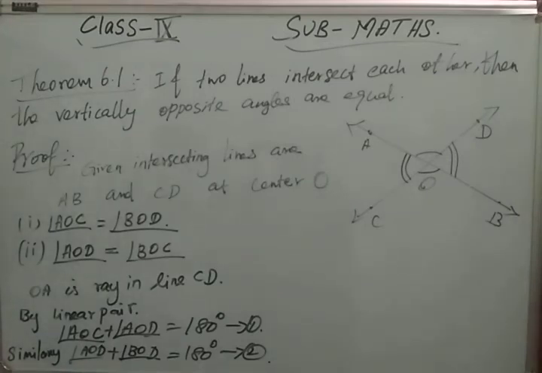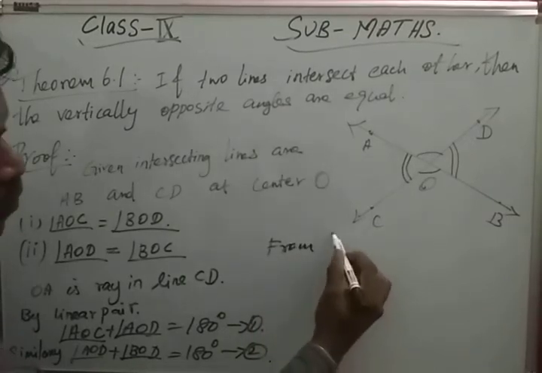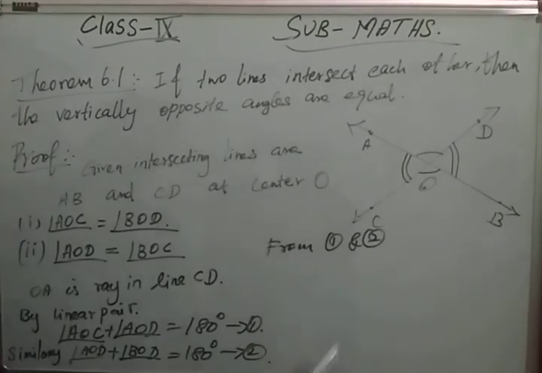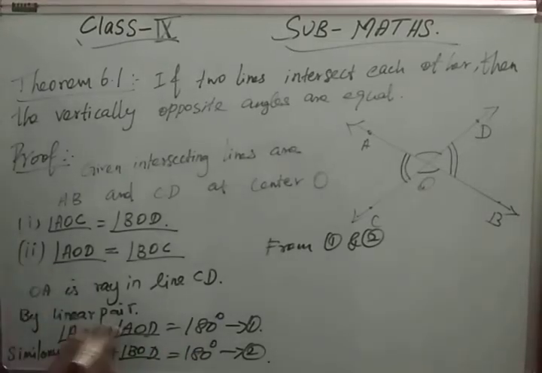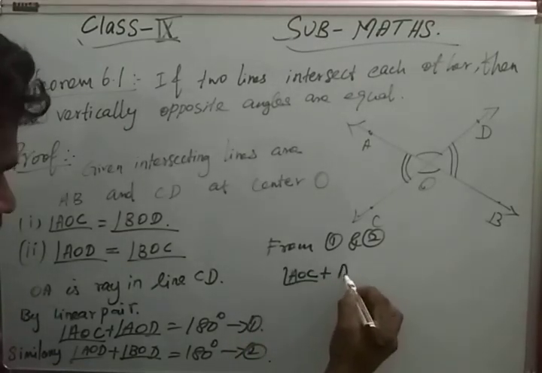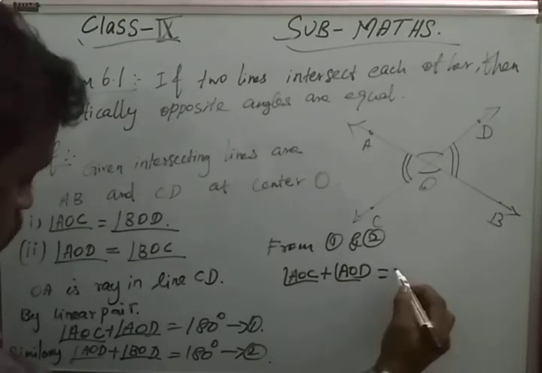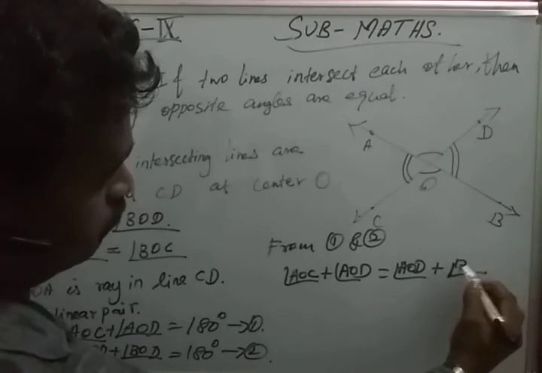So what can we do now? From 1 and 2, what do we get? You see, what is equation number 1? What is equation number 2? From 1 and 2, we have to just add. Since both are 180 degrees, no problem. Only you take the left-hand side: AOC plus AOD is equal to angle AOD plus angle BOD.